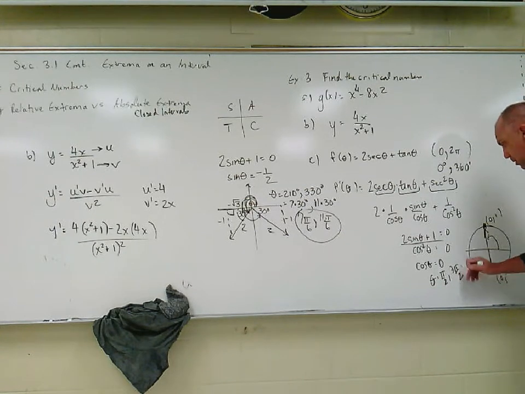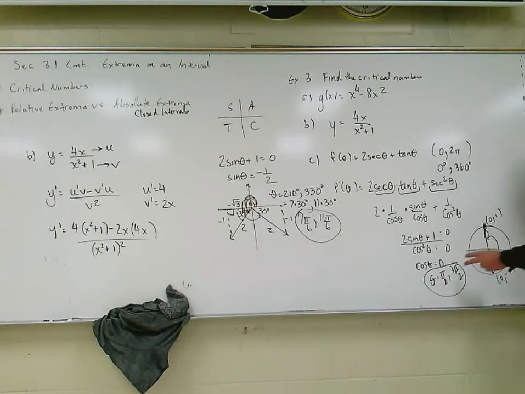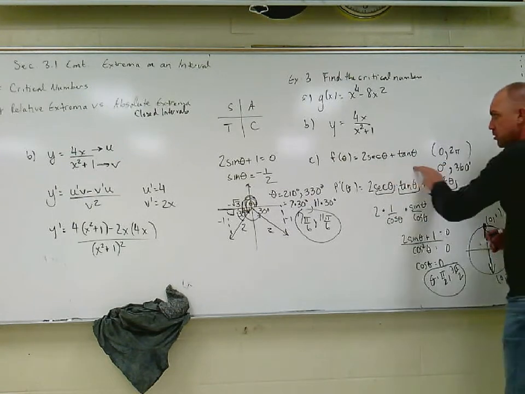Now the only problem is, if I go back to here, remember what we said about critical numbers, that they have to exist. They have to be x values, or in this case theta values, that exist on the original function.